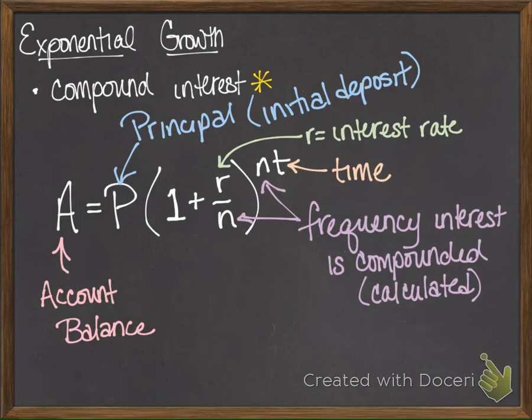And then t is still our time period. The time period for t needs to match the time period for our interest rate. So if our interest rate is given as a monthly interest rate, our time period needs to be monthly. If our interest rate is given as an annual interest rate, our time period would be years.